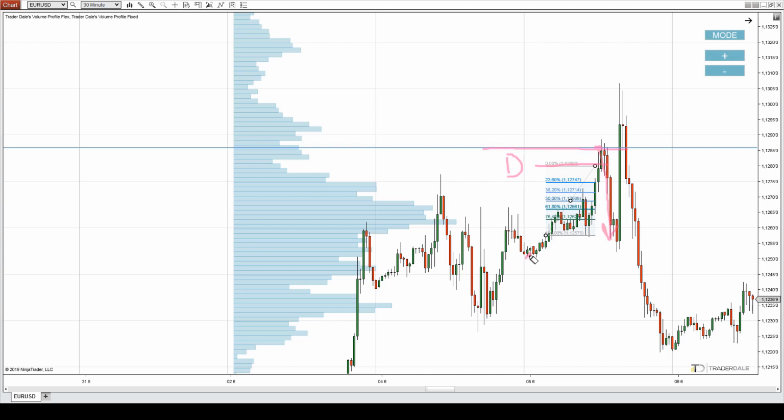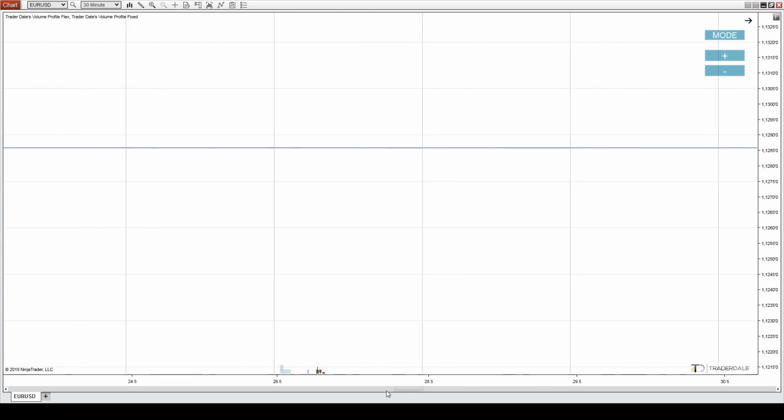So what I did here was from A to B to C to D. Alright, that's the ABCD setup, confirming the reversal, which was 5 pips above it. Not that far actually.